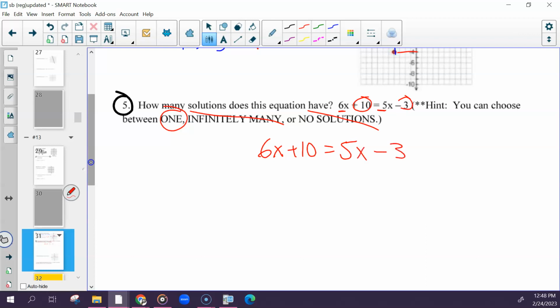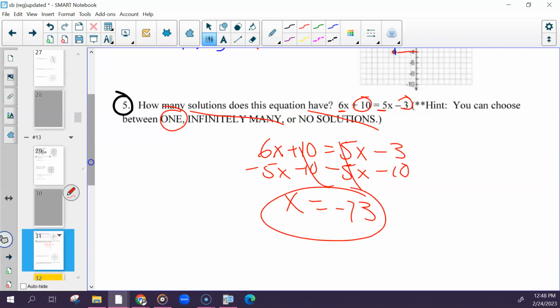And solve for x. I would subtract 5x on both sides, subtract 10 on both sides. We have x equals -13, which would also show you have one solution. Questions on that?